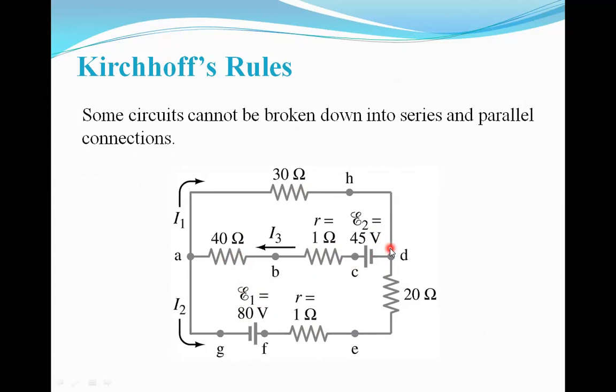So here we cannot apply Ohm's law to find the value of current in each branch, like I1, I2 and so forth. For that we need Kirchhoff's law. So to overcome the limitation of Ohm's law, using Kirchhoff's law we can find the current in each branch.